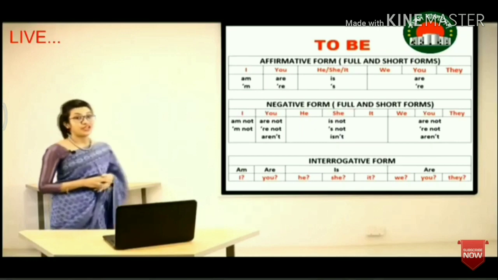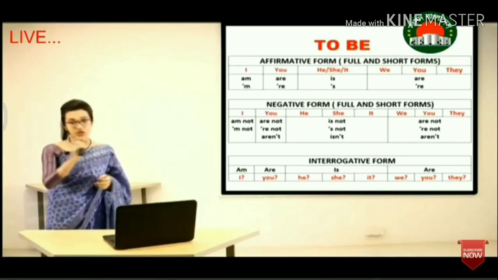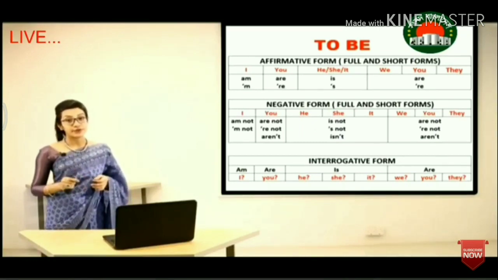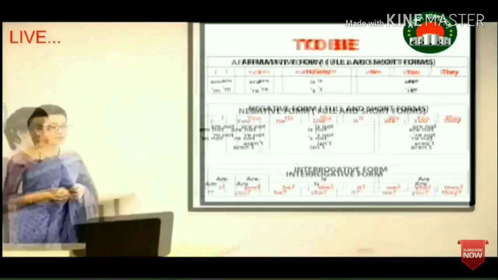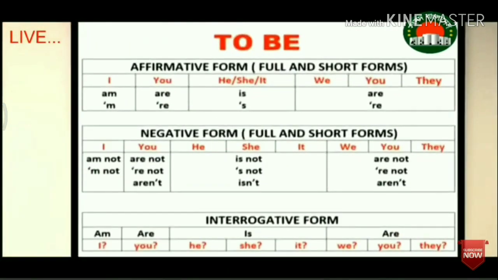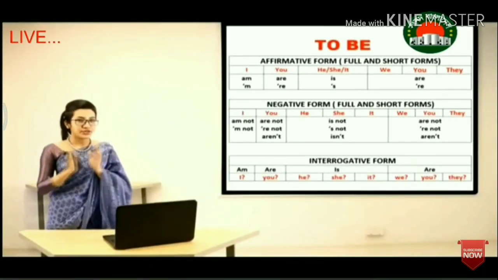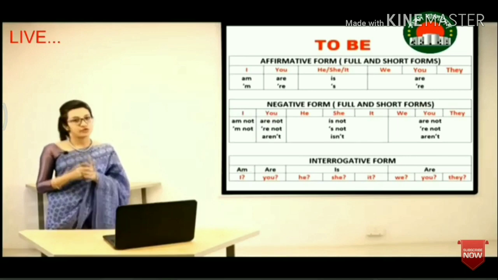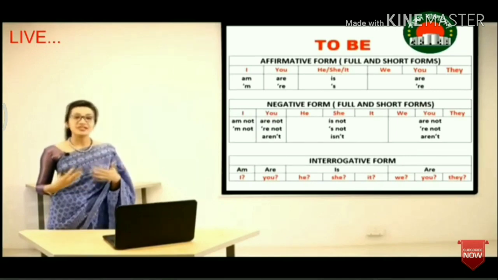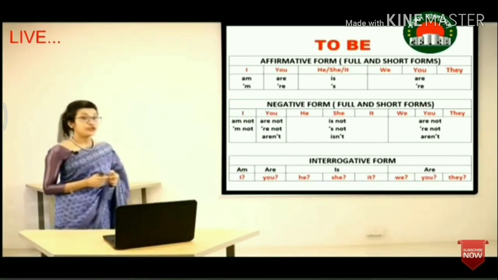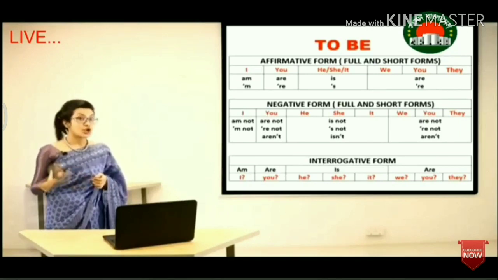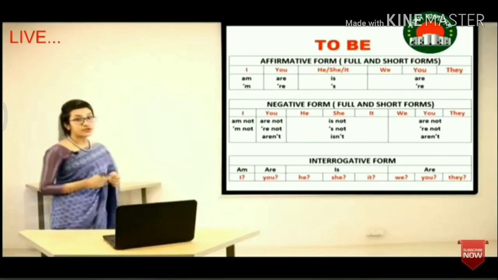Now if you want to change it into negative, you're just going to add not after the to be verb. For example, I am not, you are not, she is not, we are not. So it's nothing very complicated. You just have to use not after the to be verb and the structure is going to be the same as before. But if we use the contraction form, that is the short form of not, you can use an apostrophe.